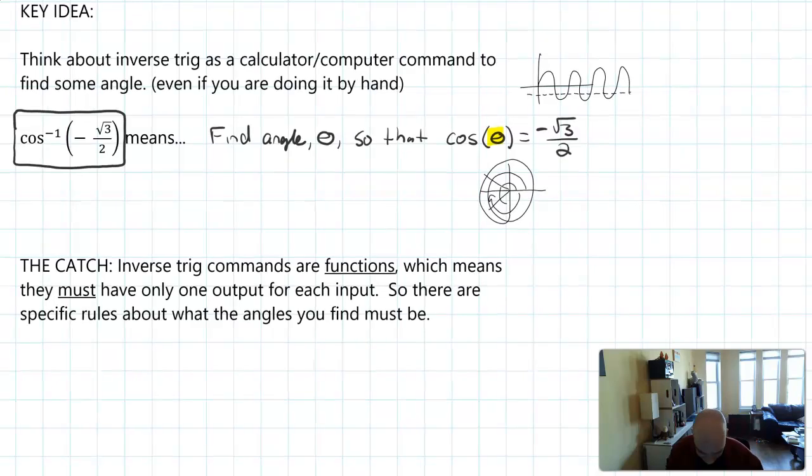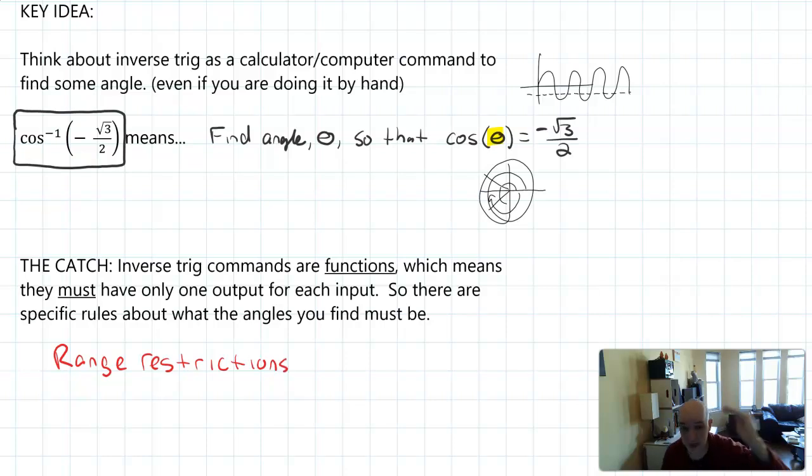The key catch is that inverse trig commands are thought of as functions. They only are allowed to have one output for each input. So there are specific rules about the angles that you are allowed to output, and we're going to think about these as range restrictions on the inverse trig functions. So we're going to go through the three inverse trig functions, sine, cosine, and tangent, and look at the range restrictions for each and give a couple examples of how that works out in practice.